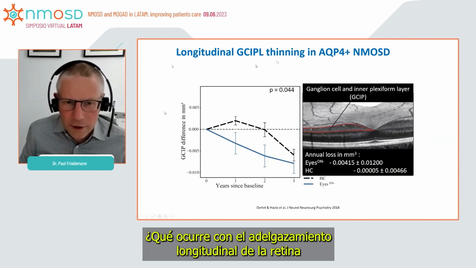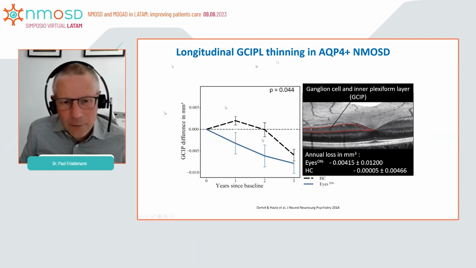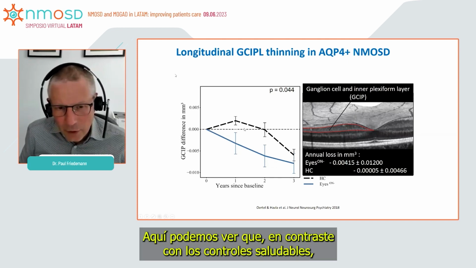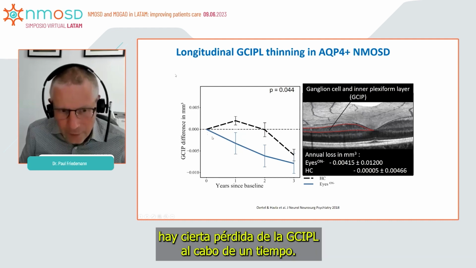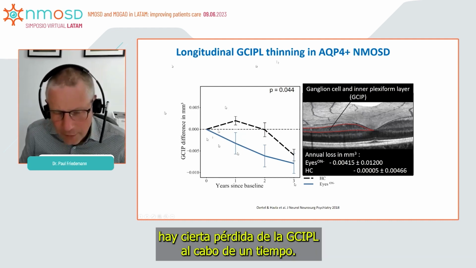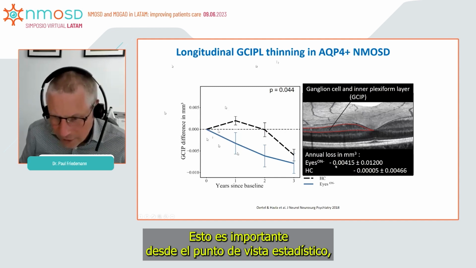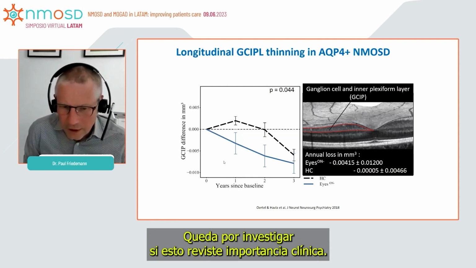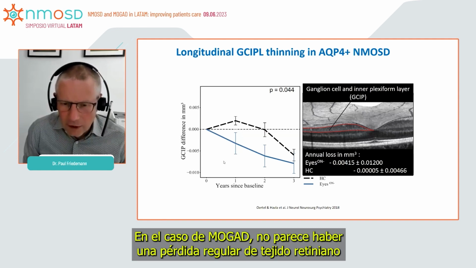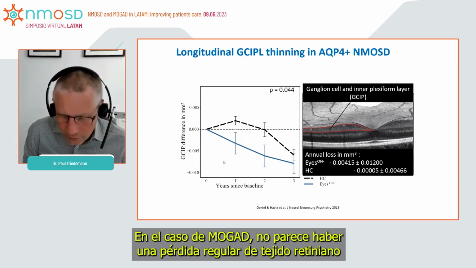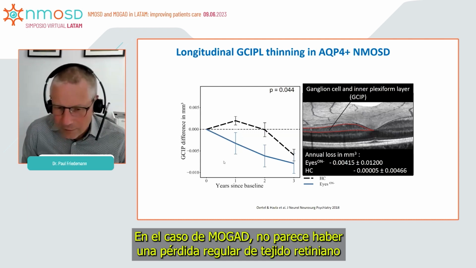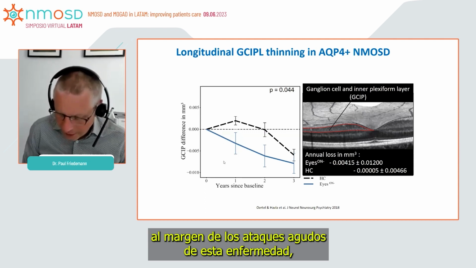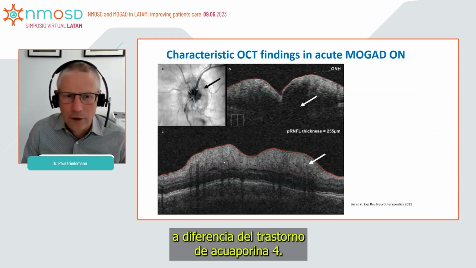Now, what about longitudinal retinal thinning in aquaporin 4 disease? This is a study we did together with colleagues from Oxford in the UK, and you can see here that in contrast to healthy controls, there is some GCIPL loss over time. This is statistically significant, although the order of magnitude is quite small. Whether this is clinically relevant remains to be investigated. Now, for MOGAD, there does not seem to be a regular loss of retinal tissue outside acute attacks in this condition, in contrast to aquaporin 4 disease.